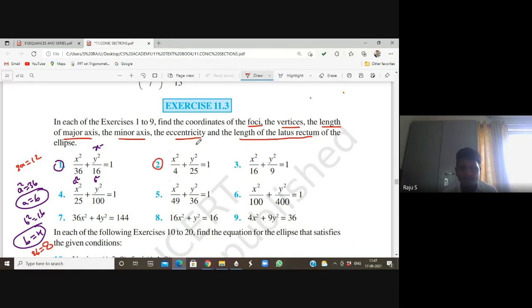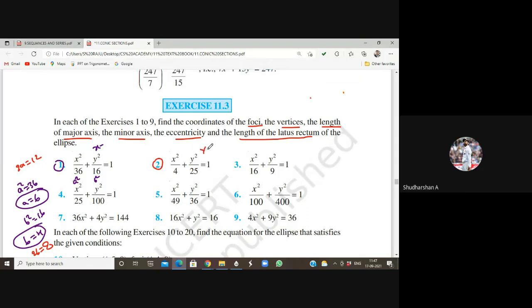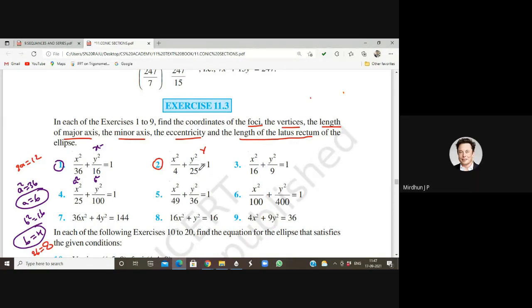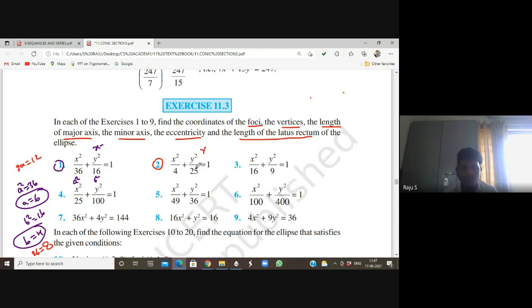What is the major axis? Sir, y-axis. Clearly, the denominator of y is more than the denominator of x square. What is the length of major axis here? 2 times root 25, square root of 25 is 5, 2 times 5, 10. What is the length of minor axis? Square root of 4 is 2, 2 into 2, 4.